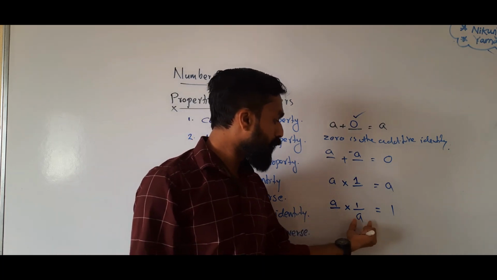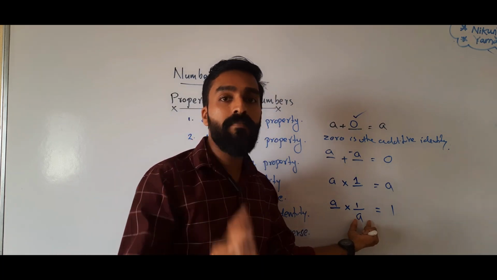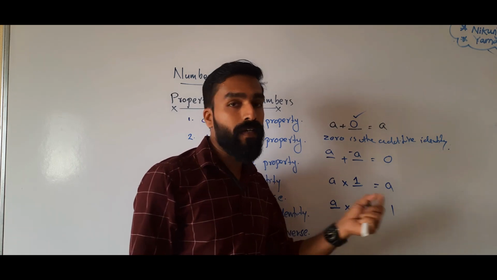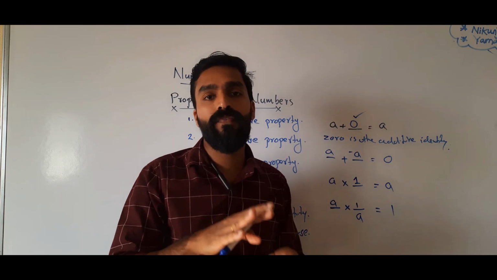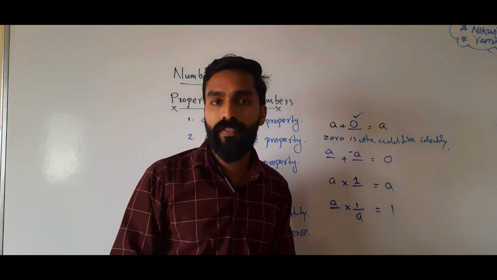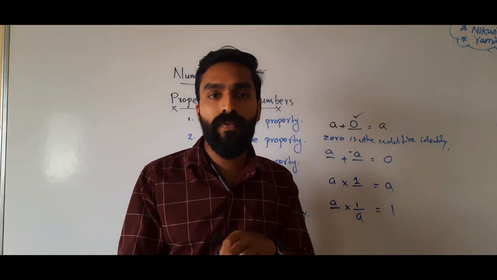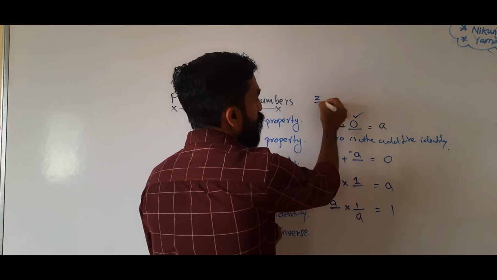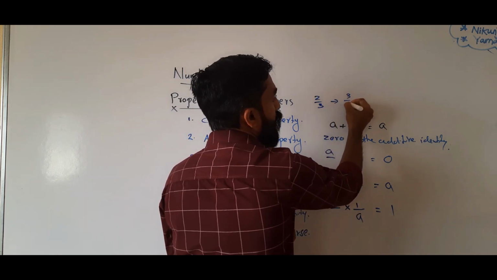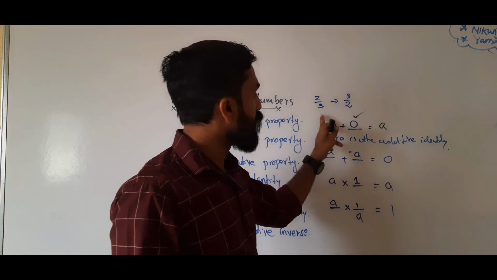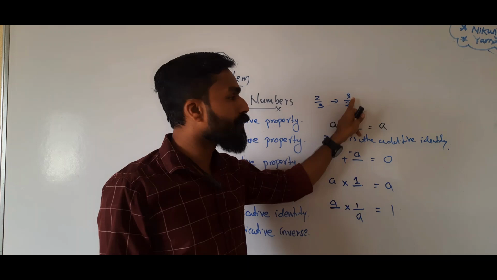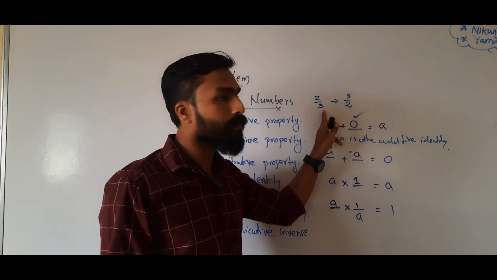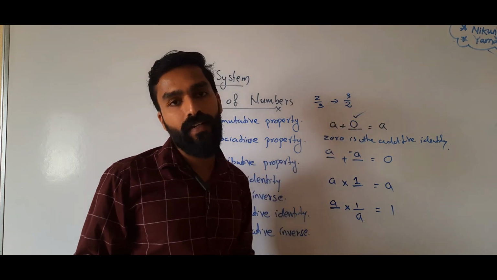This multiplicative inverse, another name is reciprocal. If 2 by 3 is a number and we have to find its multiplicative inverse, we just find its reciprocal. 2 by 3 is the number, then the reciprocal is 3 divided by 2. So these are the multiplicative inverses. 2 by 3 is the multiplicative inverse of 3 by 2. 3 by 2 is the multiplicative inverse of 2 divided by 3.